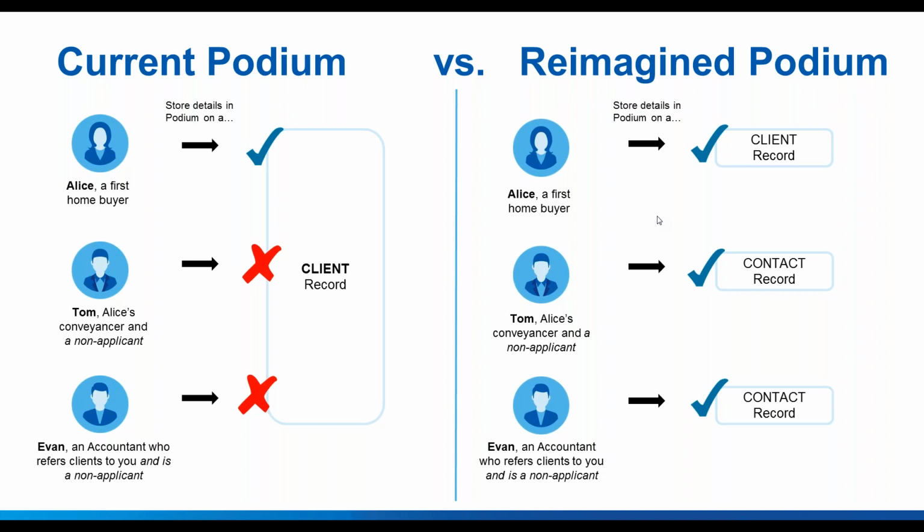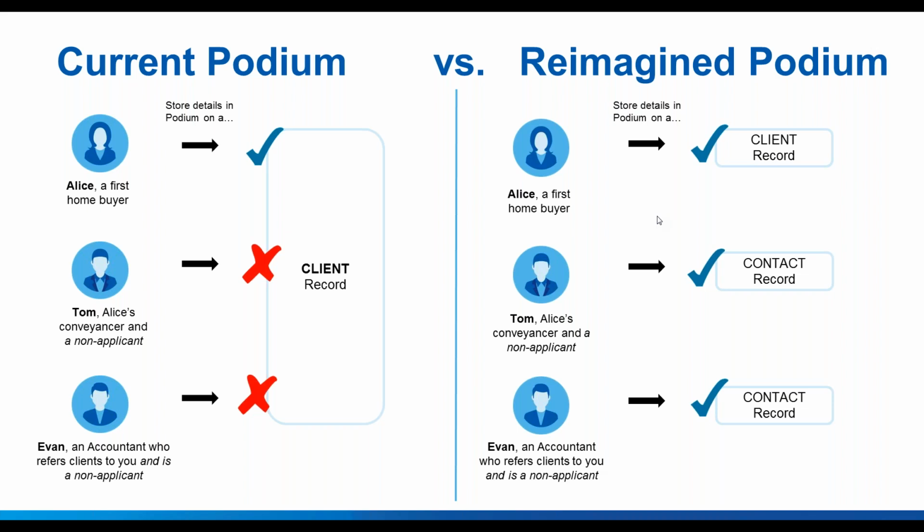Then there's Evan, an accountant who refers clients to you and also is not an applicant. If you want to store information on Evan in your database, you also have to enter him in as a client record. The other option is you could in fact add these two people who are non-borrowers as a lead, but even that, in adding them as lead records, you are incorrectly defining their role in the database and their role or relationship to your business. In summary, currently in Podium, you need to add every one of these people as clients.